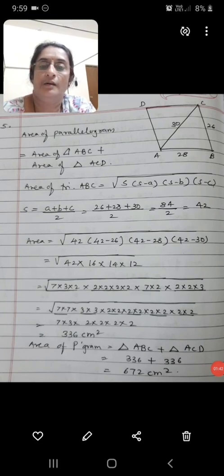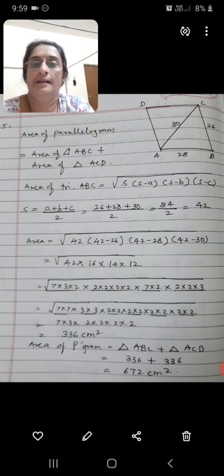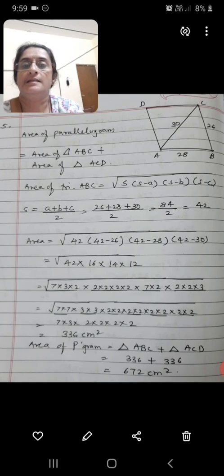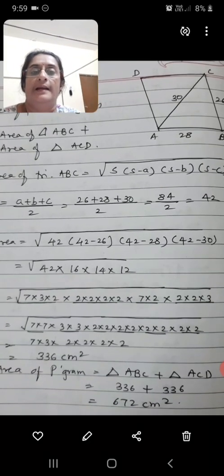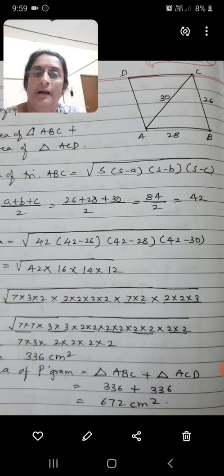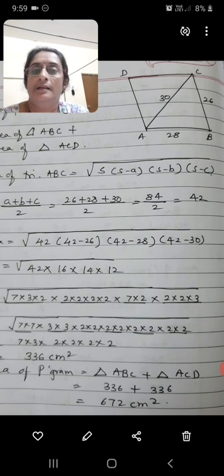Now we'll go for the fifth question, that is, the area of parallelogram ABCD you have to find out. But here the base and height are not given. So what we'll do, there are two triangles in this parallelogram, that is triangle ABC and triangle ADC. Three sides of that are given, that is 28, 26 and 30. The same measurements apply to the second triangle also. So both the triangles are of equal measurement.